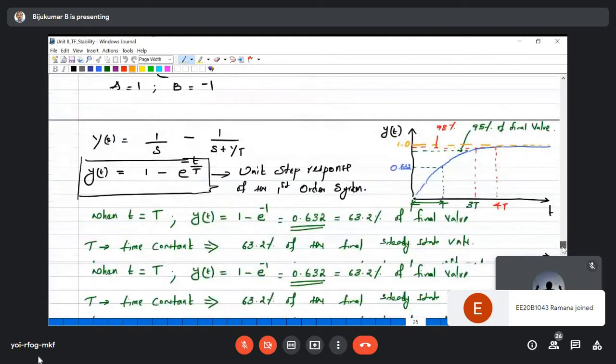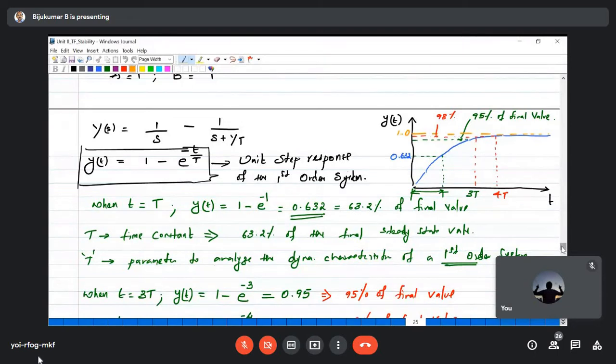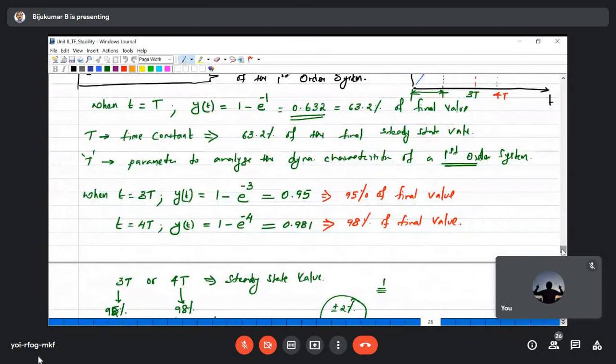Then one more thing we have studied: when small t equals 3 times the time constant, the output is 95 percentage of the final value. Also for 4T, it is 98 percentage of the final value. So usually in practice, either 95 percentage or 98 percentage of the final value, plus or minus 5 percentage or 2 percentage, is considered as the steady state value. For 5 percentage, time is 3T. For 2 percentage tolerance, it is 4T, right?